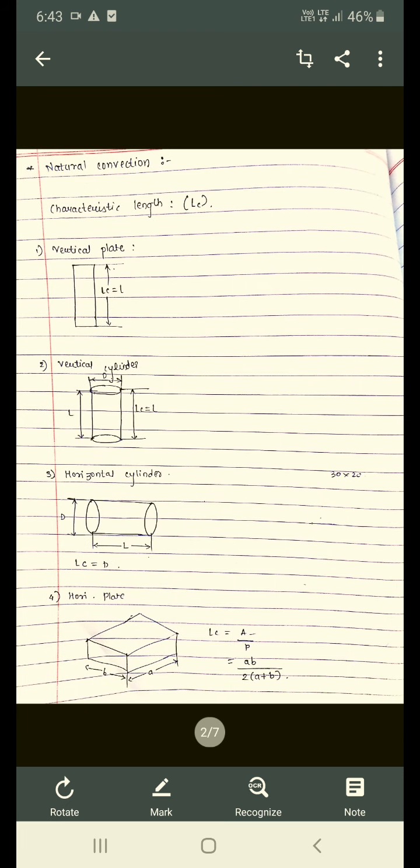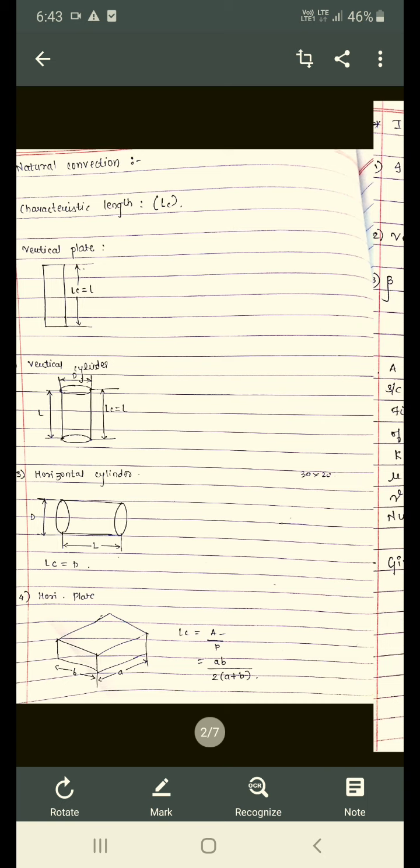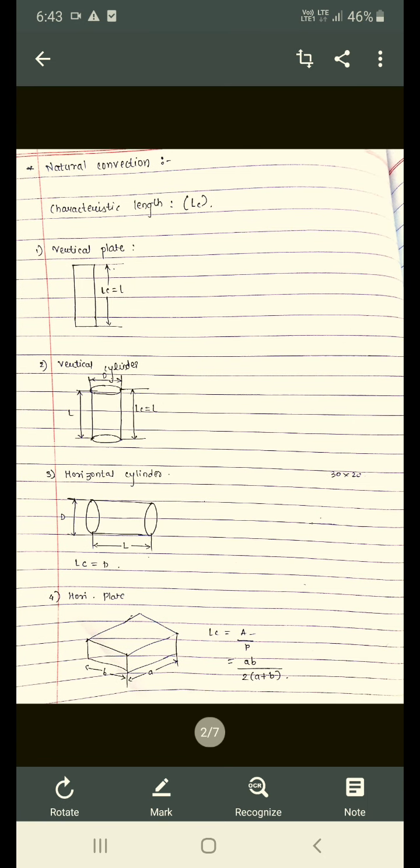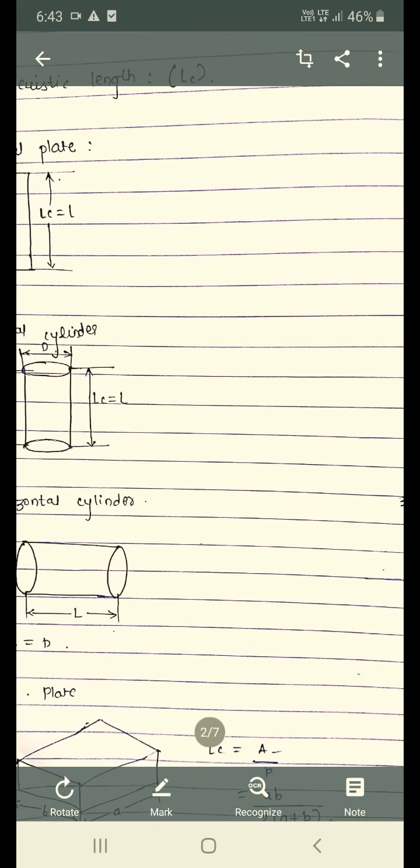Today I am going to discuss how to solve the numericals on natural convection. In natural convection, we are going to use characteristic length LC or equivalent diameter for various geometries. First we will see for a vertical plate of length L, LC is equal to L, and for a vertical cylinder of diameter D and length L, again LC is equal to L.